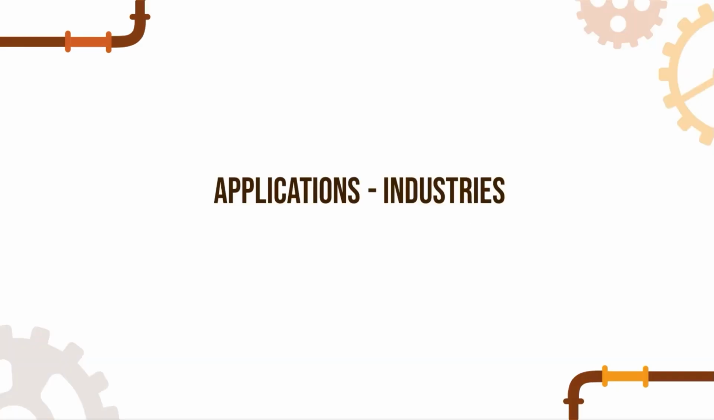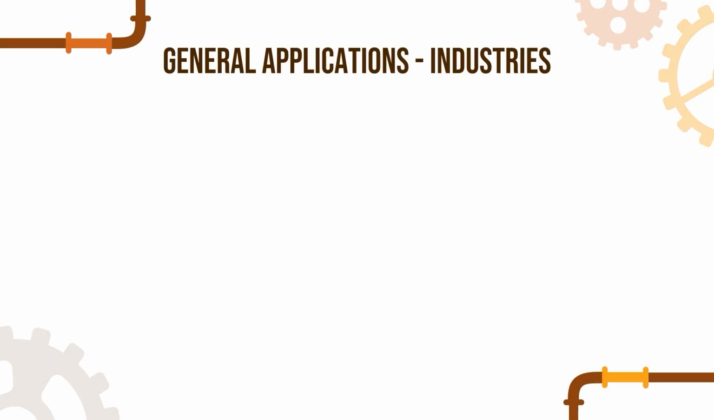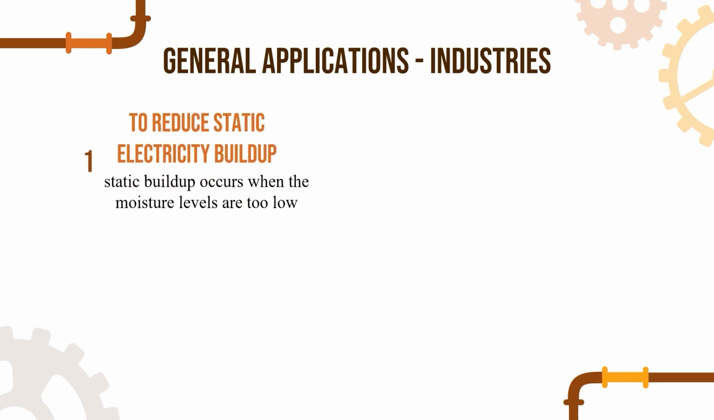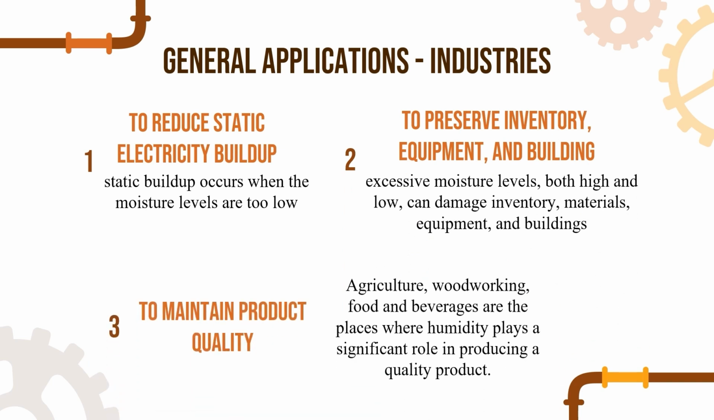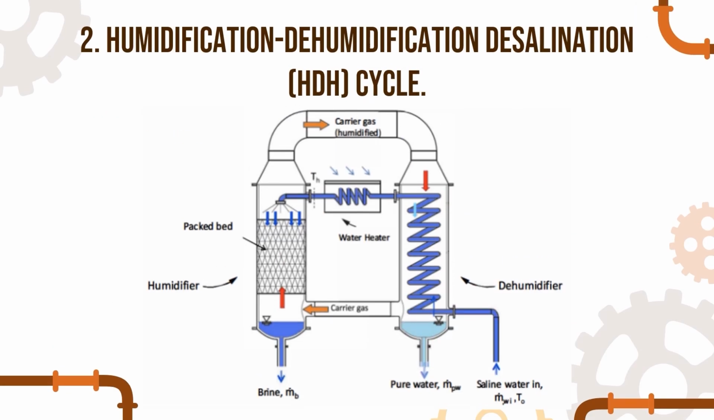Moving on, for the application of humidification in industries, there are several reasons why humidification is important. Firstly, it is to reduce static electricity build-up. Static build-up occurs when the moisture levels are too low. Second, to preserve inventory, equipment, and buildings. Third, to maintain product quality. There are many examples of humidification processes in industries.